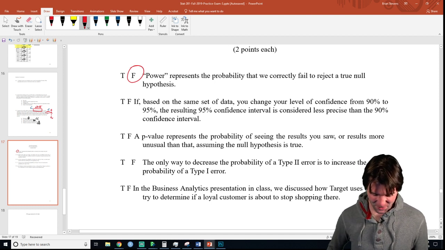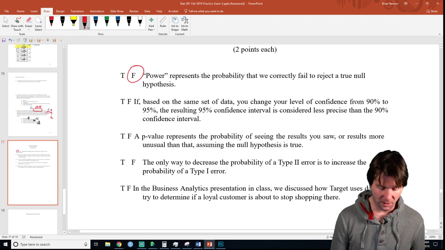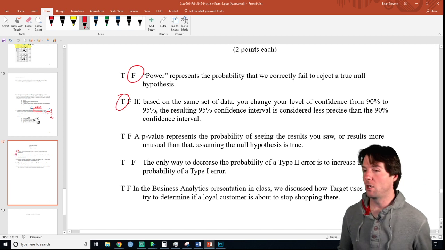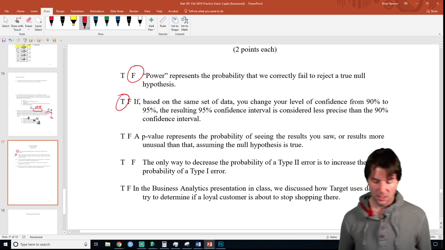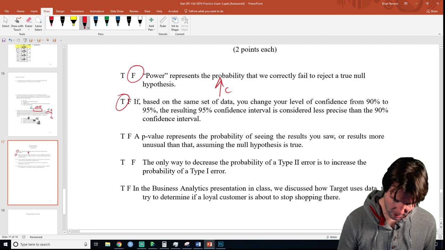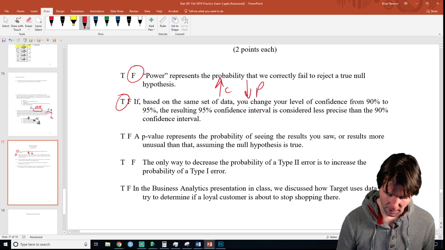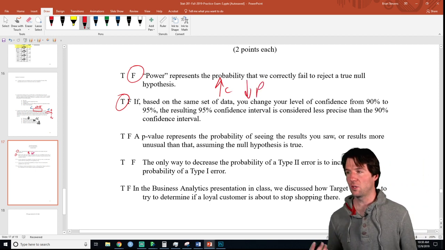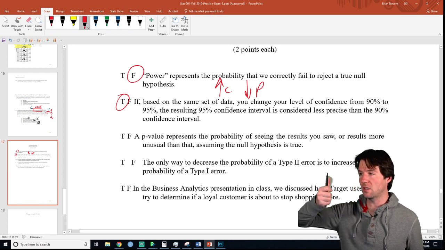If based on the same set of data, you change your level of confidence from 90 to 95, it's less precise. That is true. It'll be more confident and less precise. So as confidence goes up, precision goes down. Confidence and precision are inversely related, so higher confidence level, less precise.